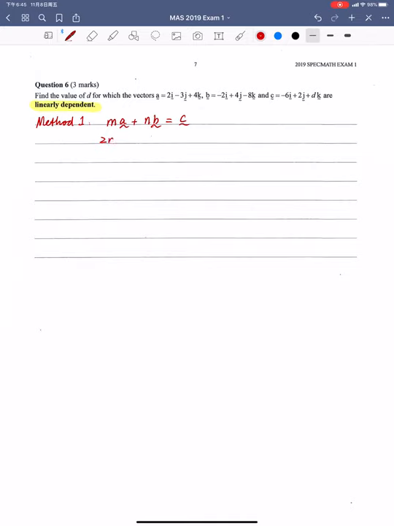So I have 2m minus 2n equals minus 6. Minus 3m plus 4n equals 2. And the last component is the k component, so it's 4m minus 8n equals D. Solving these two first, multiplying the first equation by 2, 4m minus 4n equals minus 12. And the second equation is minus 3m plus 4n equals 2. Adding them together, I have m equals minus 10.